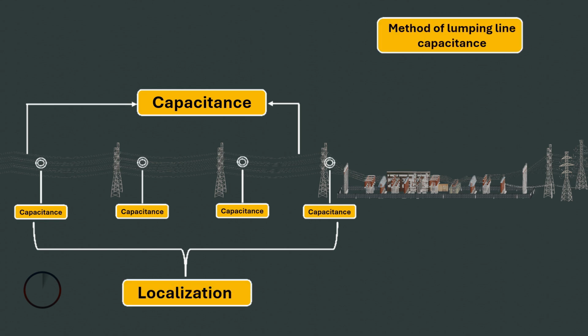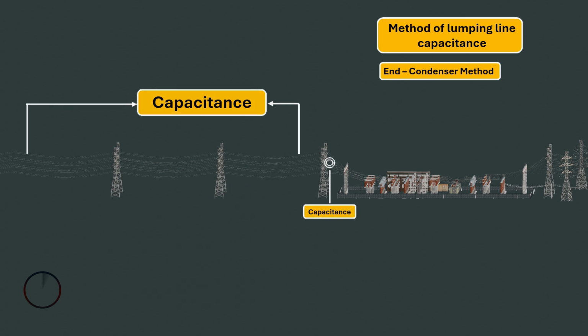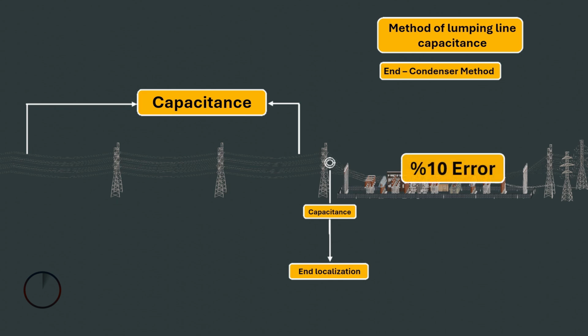So, what we did in the previous series was to lump the capacitance just before the load. But when using that method, there are some limitations that come with using the end condenser method. When using this method, there is a considerable error of about 10% in the calculations. So the effects of the line capacitance are overestimated using that method.